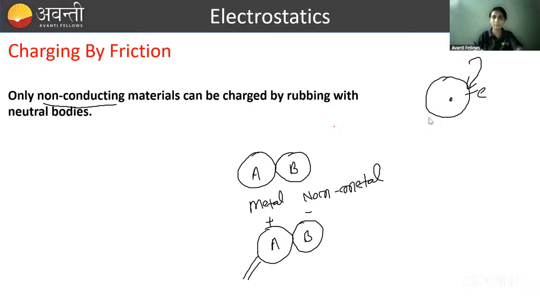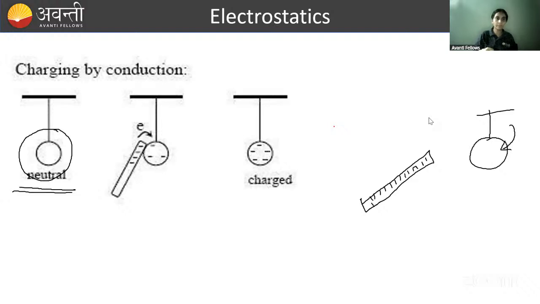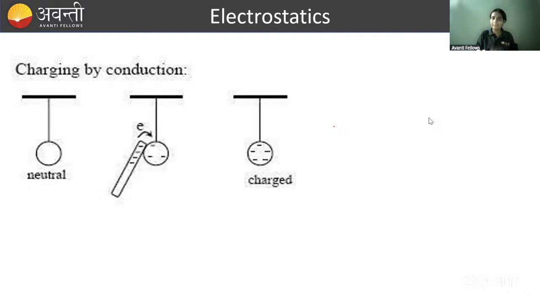Sorry, I got confused. So in the method of conduction, what we are going to discuss, we charge another body with the help of, in this method, two bodies. One body is already charged. Another body is neutral. So what we do here, we simply make the charged body touch the neutral body. And during this contact, what happens? Charge transfer occurs, because both are conductors.